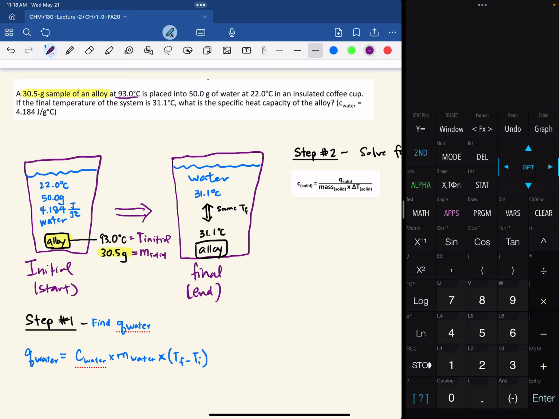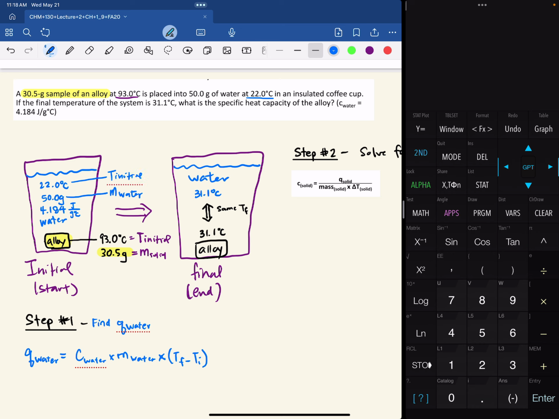So I've drawn some water in here in blue, okay? And the water is 50 grams. This is clearly the mass of the water. Grams is again mass. And then, of course, the water is initially at 22 degrees Celsius. So this would be your T initial, but this is for the water, okay?